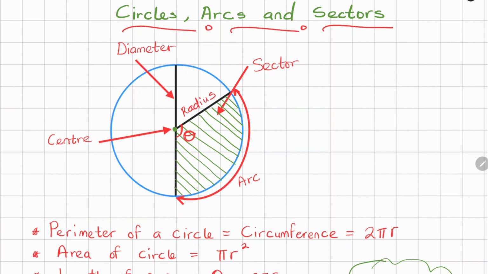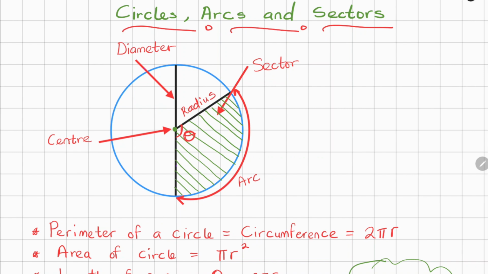Also, this shaded portion in green is referred to as a sector. A sector is a part of a circle bounded by two radii and an arc. All right, so your sector is a portion of a circle bounded by two radii and an arc.